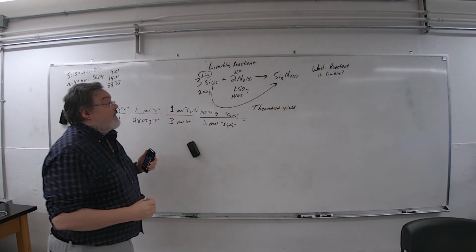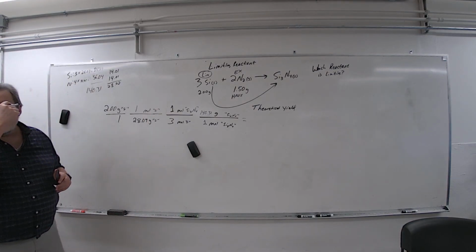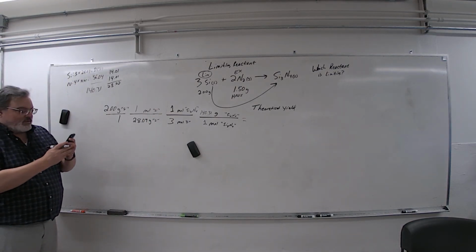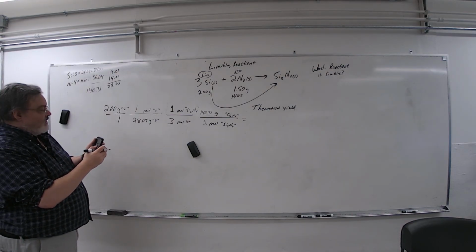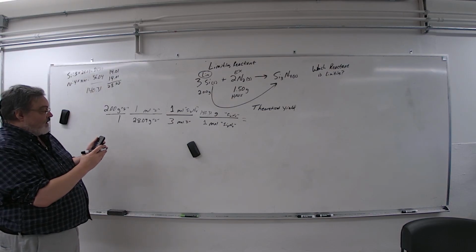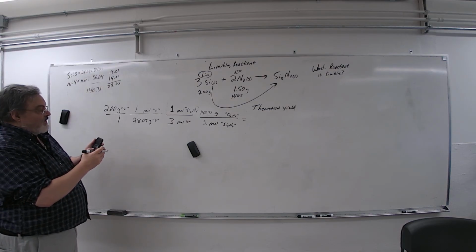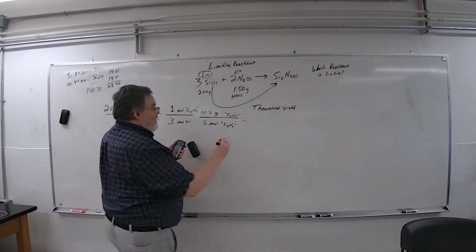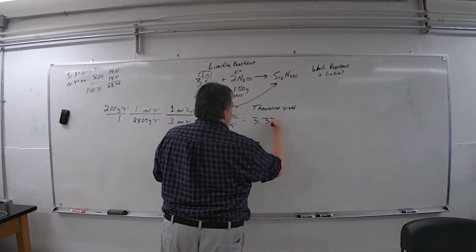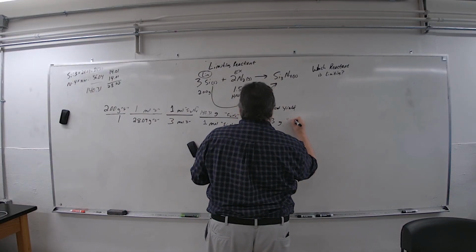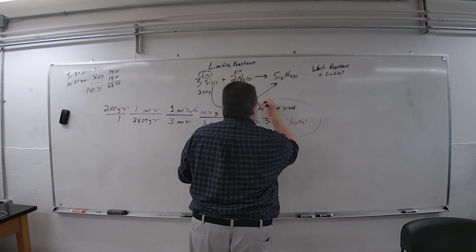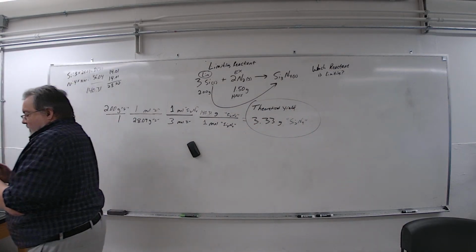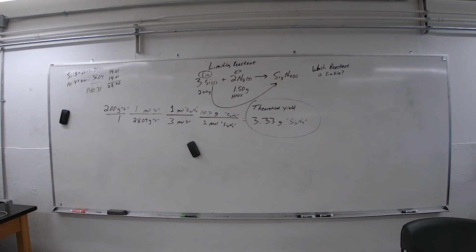We're calculating the theoretical yield of the Si3N4. So 2 times 140.31 divided by 28.09 divided by 3. That's our theoretical yield. Do you remember what we do with the theoretical yield?